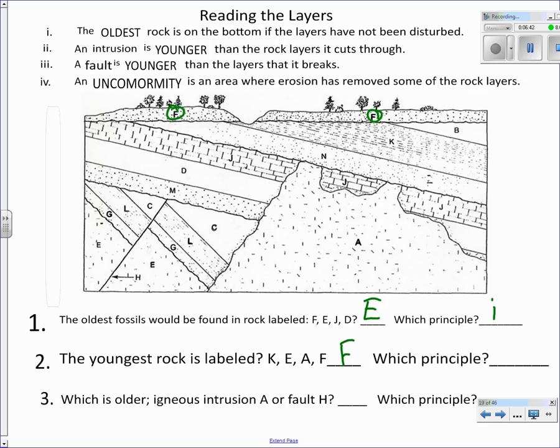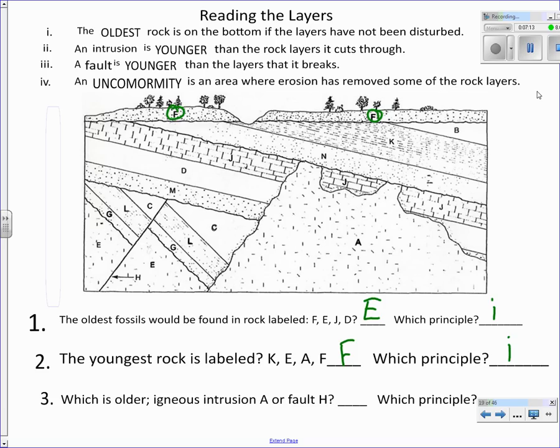Does anyone disagree? Okay, what would be the reason for explaining your answer out of the four choices? Are we talking anything about an intrusion? Nope, this is not dealing with anything with an intrusion. I. It's called deductive reasoning, meaning that it tells you that the oldest rock is at the bottom layer, therefore, where's the youngest rock? At the top.